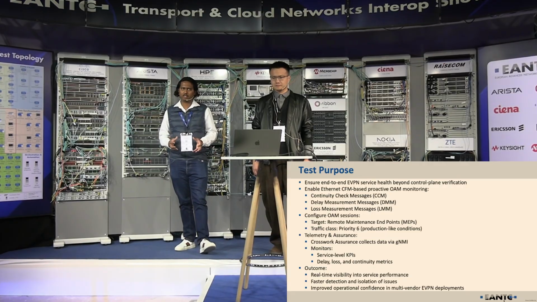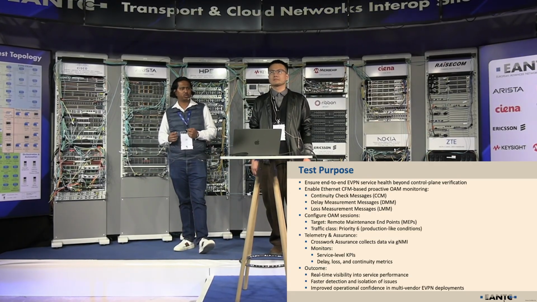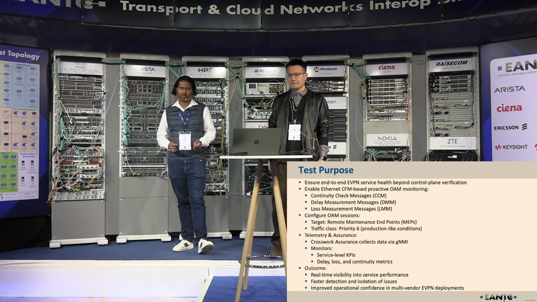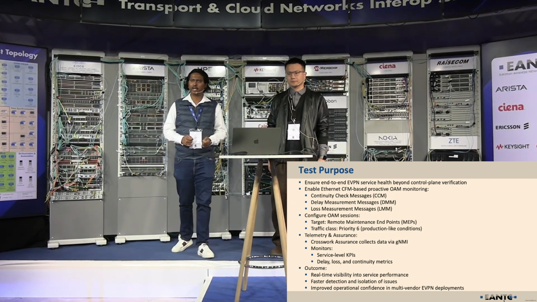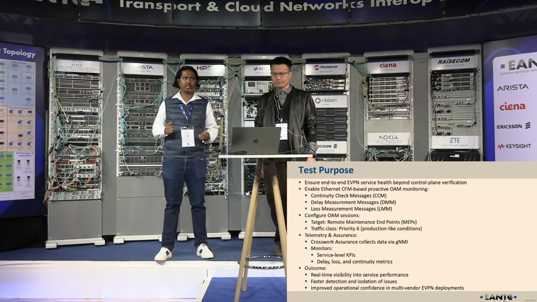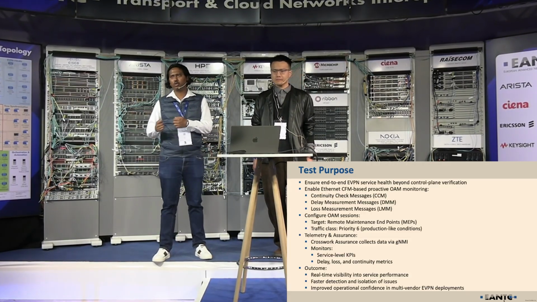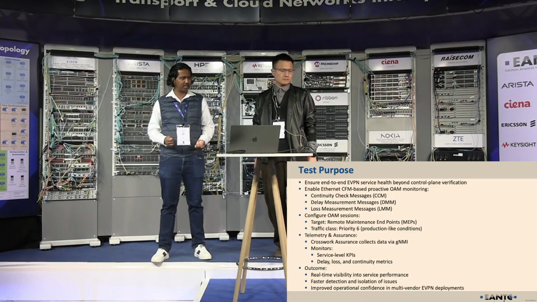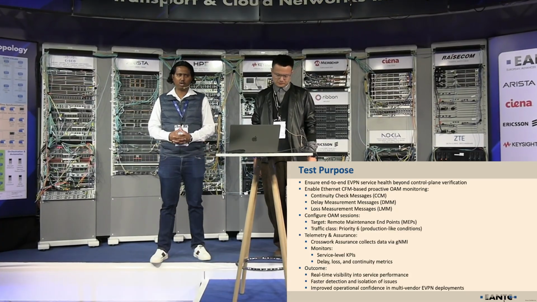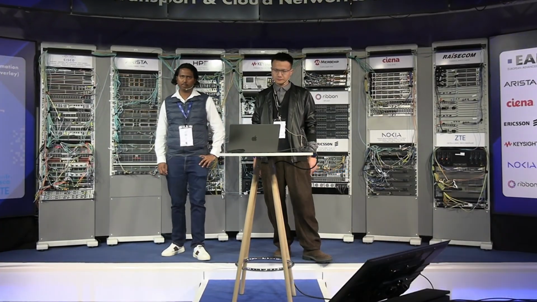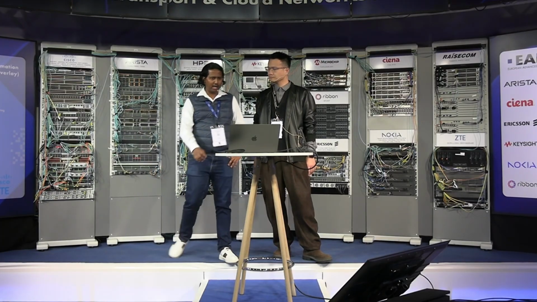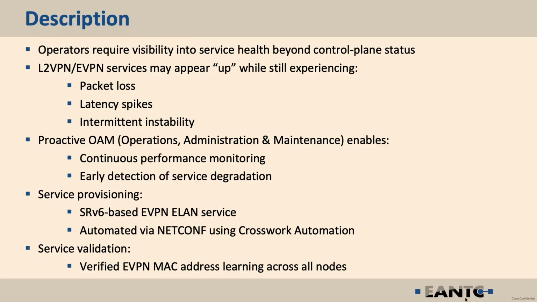The outcome of this overall test was to show real-time visibility into service performance, and to do faster detection and isolation of issues. When a continuity check fails, what is the health of the VPN service, although your VPN is configured and the layer 2 VPNs are up? It also improves operational confidence in multi-vendor EVPN deployments. So the goal has also been to describe where it is essential for operators, which is to provide them the visibility beyond control plane status.